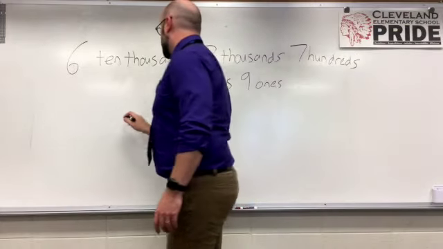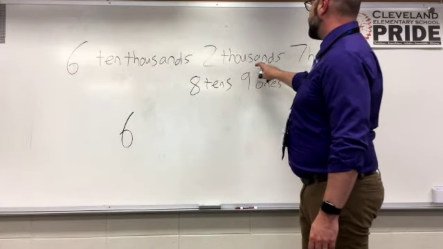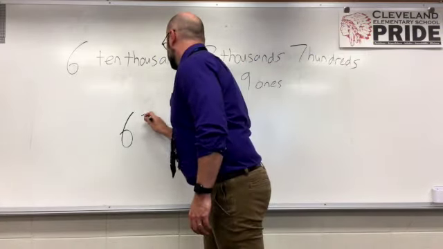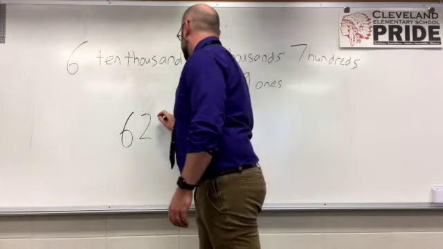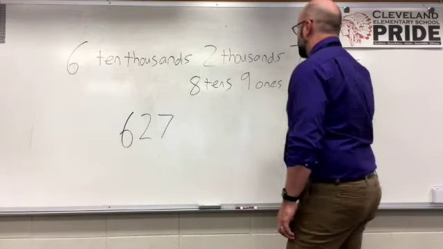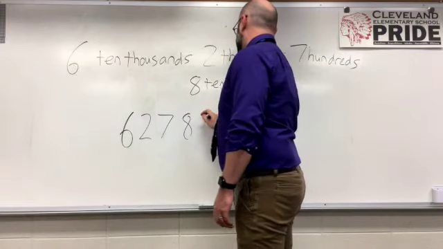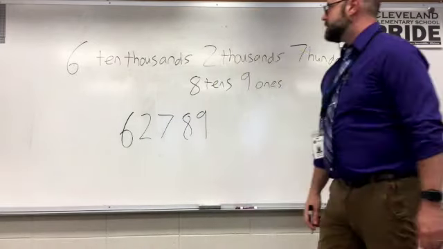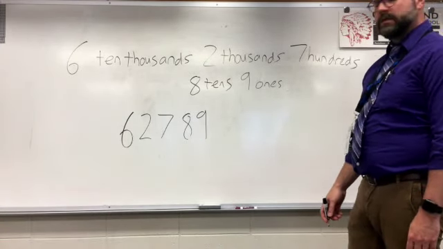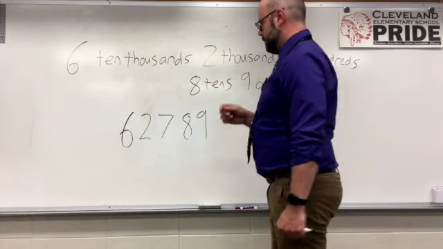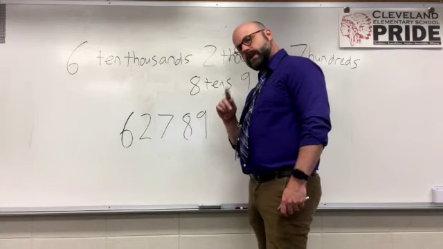So in my 10,000 spot, I'm going to have a 6. My next number over, thousands, 2,000s. My next number over, 700s. And my next number, 8 tens. And then 9 ones. Bam. 6, 2, 7, 8, 9. Is that how I say that number? 6, 2, 7, 8, 9? No. I need to put a comma in there. Where does my comma go? Between what two numbers am I putting one comma?